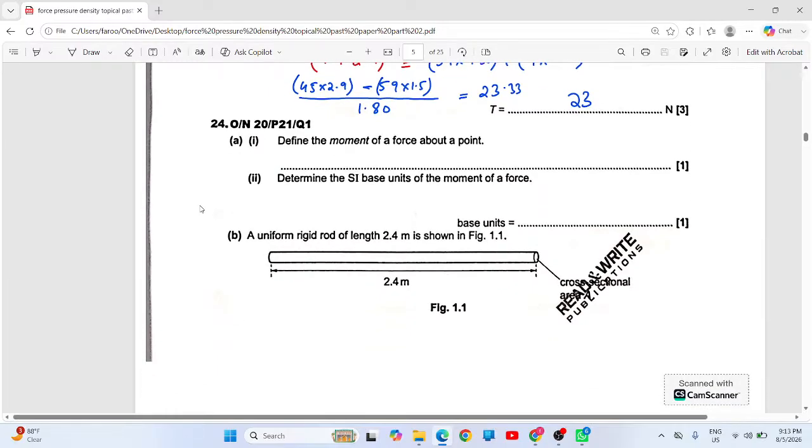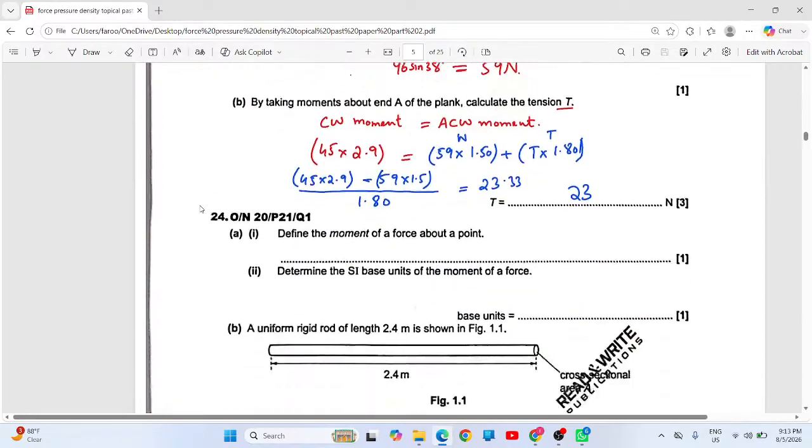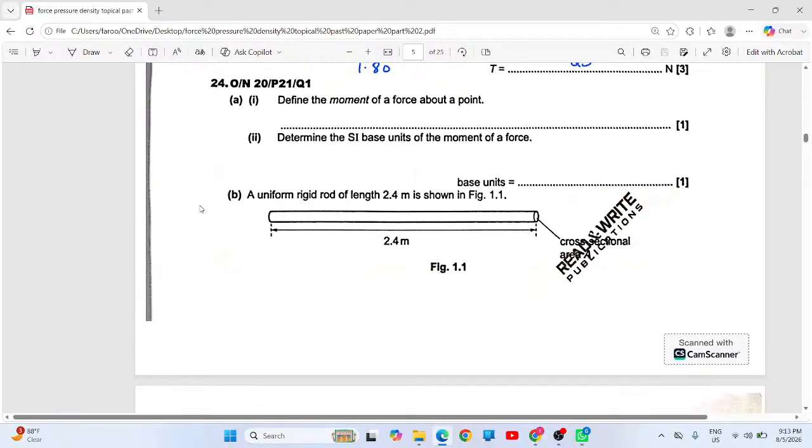Okay. Next is question number 24. Correct? ये आपका ही है ना? Yes. Define moment of force about pivot. क्या होता है?